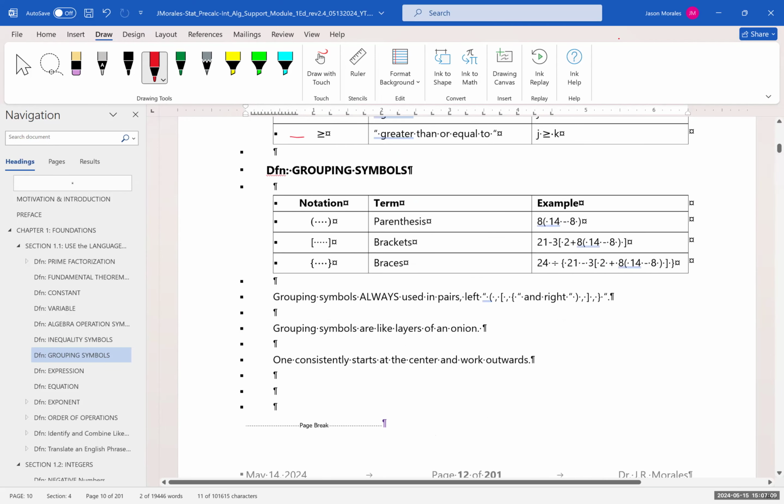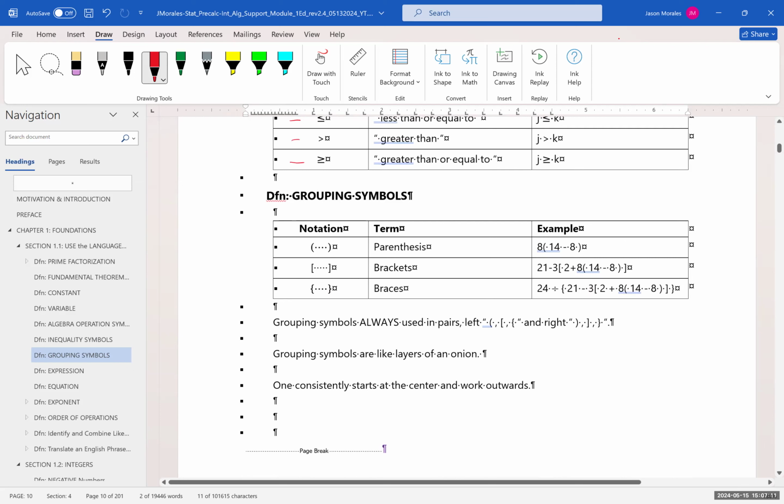And next, we've got grouping symbols, which are really important to recognize. There are three types of grouping symbols that are most often used, and they are parentheses, brackets, and braces. So you'll see the first row here is parentheses. We've got a left and a right parenthesis. And here in the example, you can see where you've got a left parenthesis and a right parenthesis used.